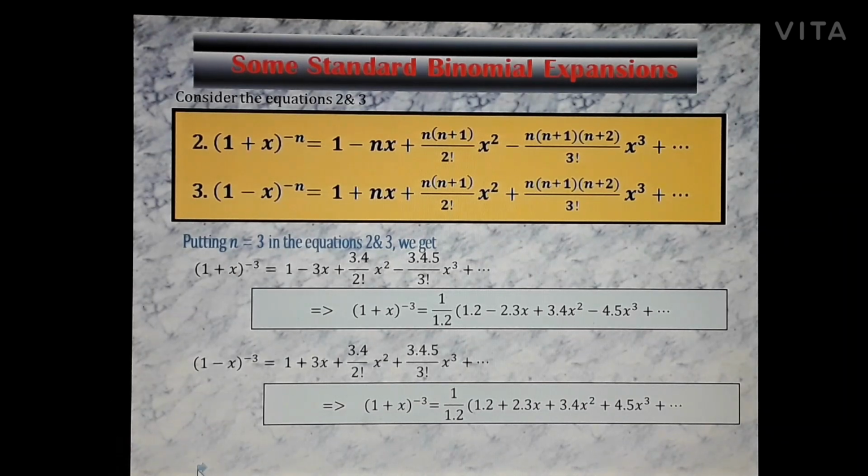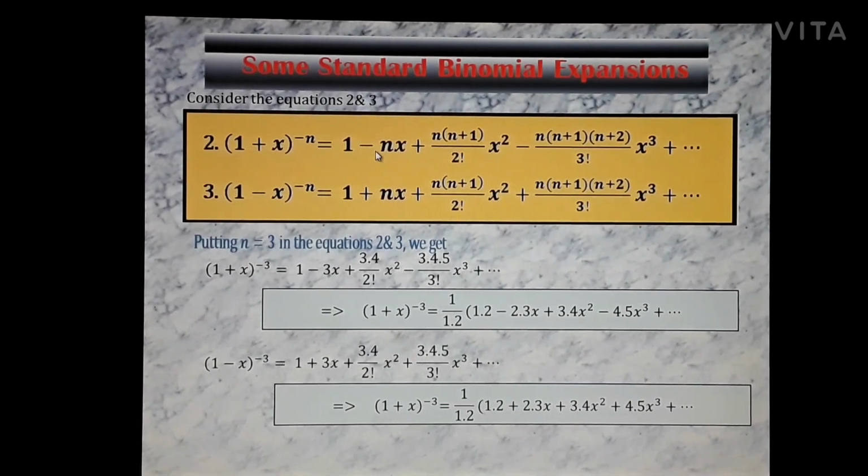Now put n is equal to 3 in this equation. So (1 + x)^(-3) is equal to 1 - 3x + (3 into 3 + 1)/2 factorial x² - (3 into 3 + 1 into 3 + 2)/3 factorial x³. We are just putting the values like this.